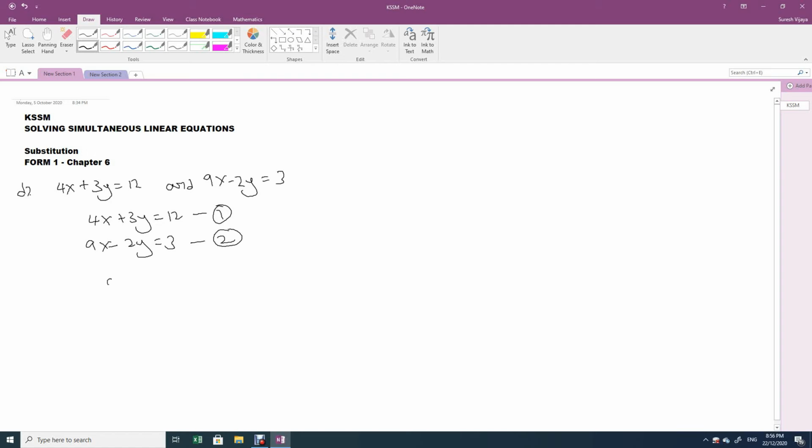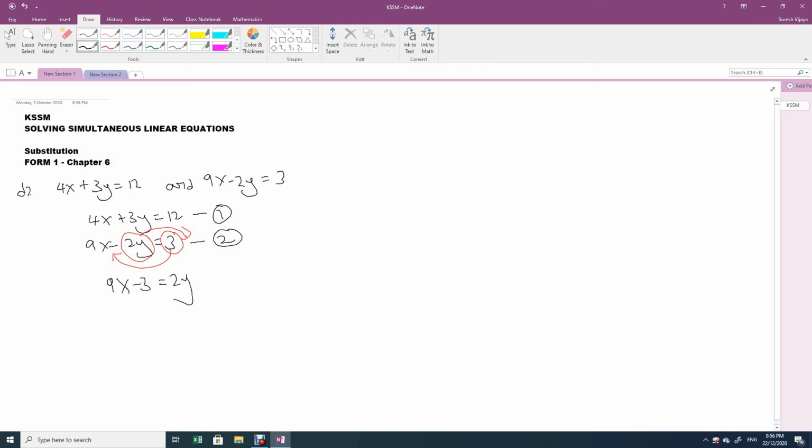So what we can do is we can make 9x minus 3 equals to 2y. So we have 2y, we move it over to the right hand side, we move it to the left hand side. So when you move across the equal sign, you have to change the sign of the coefficient and variable. So this will be the equation 3.